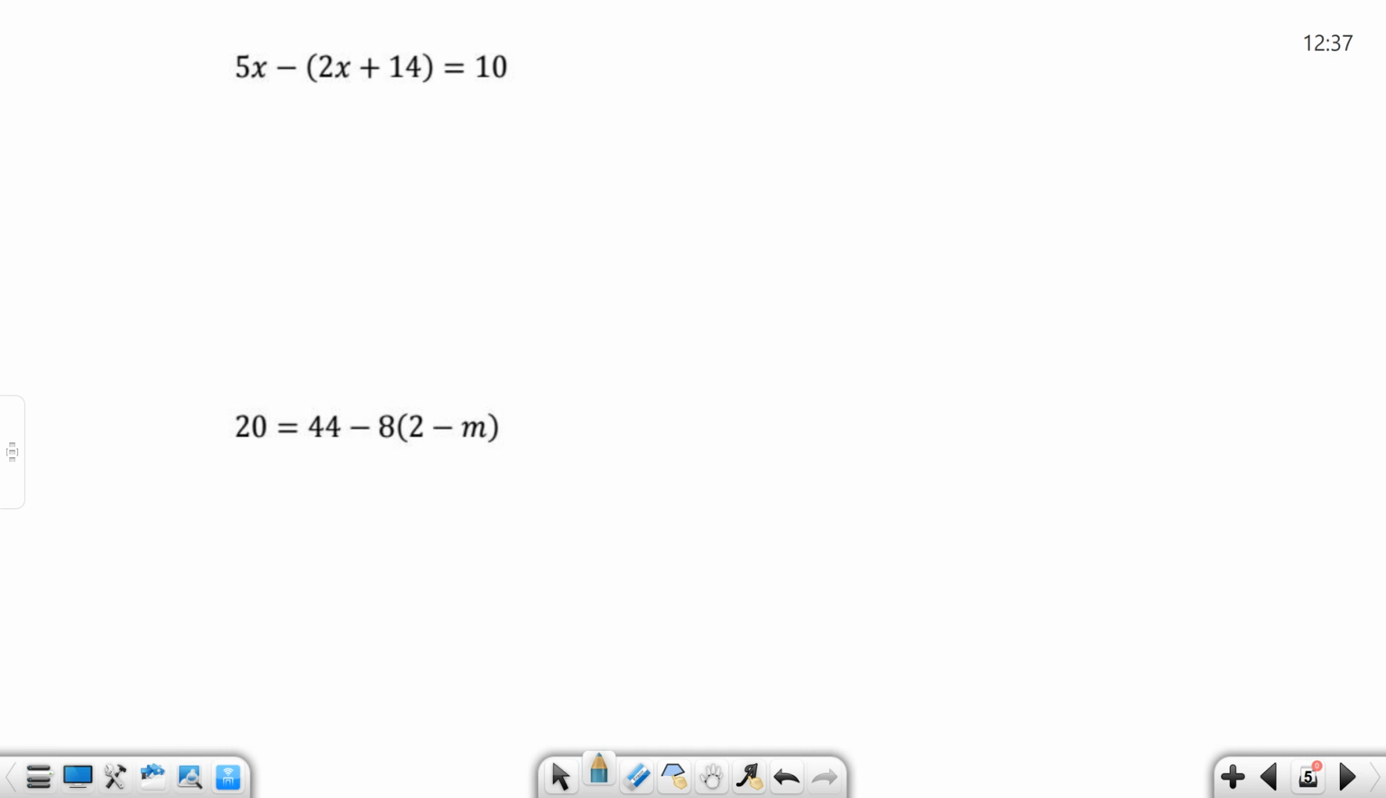So here, 5 minus parentheses 2x plus 14 equals 10. This problem, again, we have to simplify the left-hand side, right? There's parentheses. In this problem in particular, students love to multiply that 5x by that parenthesis. But you tell me, is 5x multiplied by that parentheses?